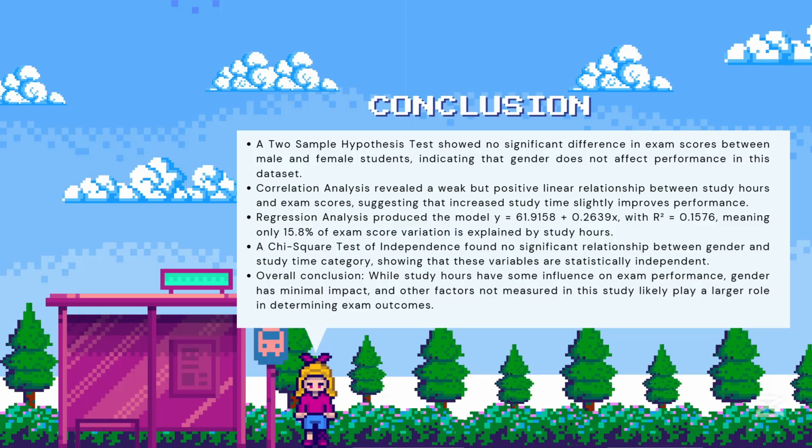So the overall conclusion in our project is that while study hours have some influence on exam performance, gender has minimal impact, and other factors not measured in this study likely play a larger role in determining exam outcomes.